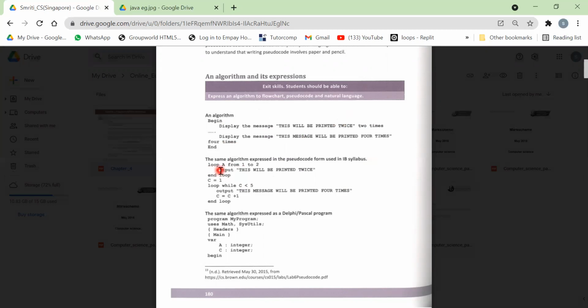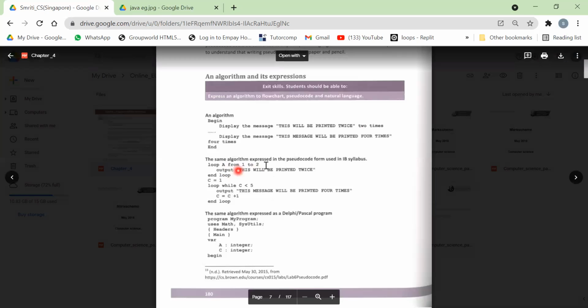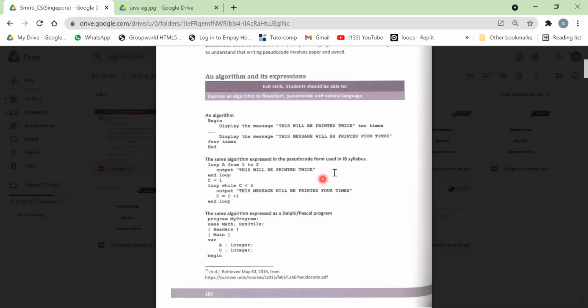So loop A. We begin with any particular alphabet of your choice, because as we've already studied, pseudocode is like using natural language. You can use terms convenient to you. It's not necessary that you mention loop A. You can say loop X, loop Y, whatever. So loop A from 1 to 2. Can you tell me why we have mentioned 1 to 2? Because we already observed that it wants us to display this message 2 times. So loop A from 1 to 2, output: this will be printed twice.